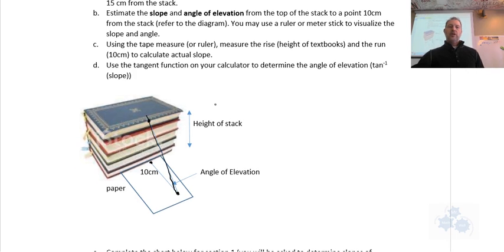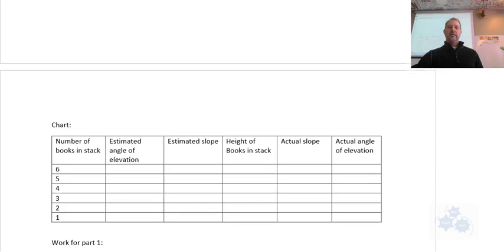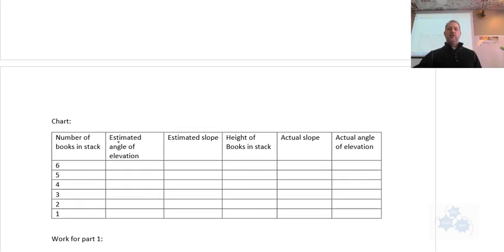Then you're going to measure the rise, that's the height of the books, and the run, of course, is 10, and you're going to calculate that slope. And you're going to put all of this into the chart. It looks like this. Okay, so your estimated slope, estimated angle of elevation as well, and then you're going to do your calculations of the actuals.